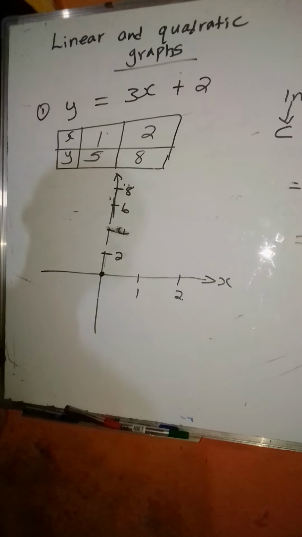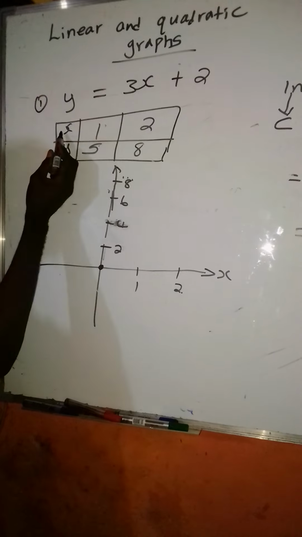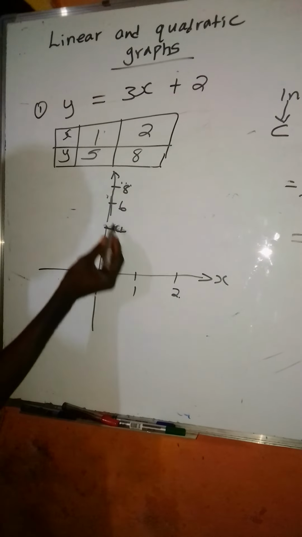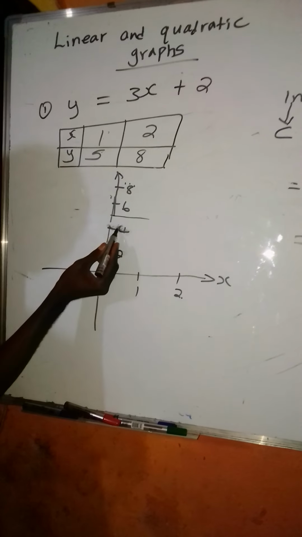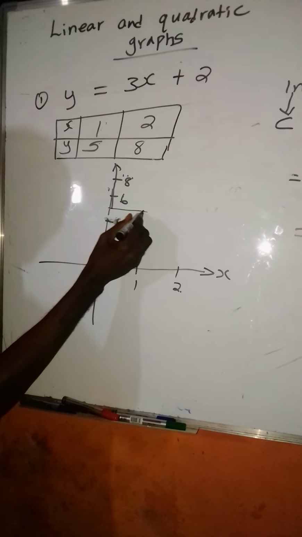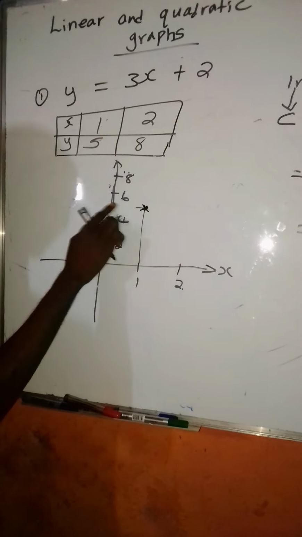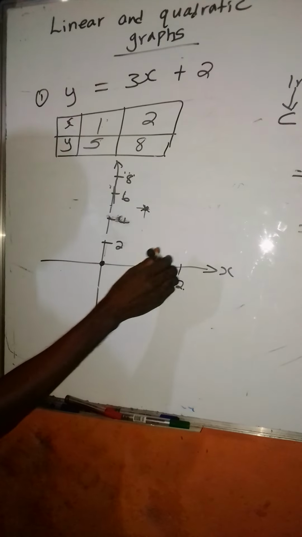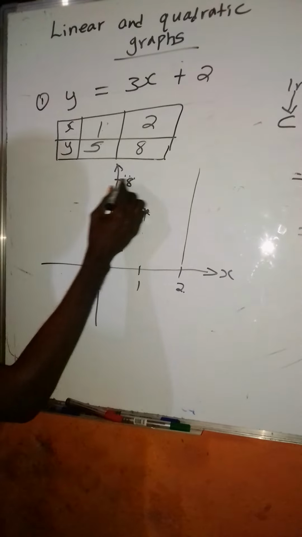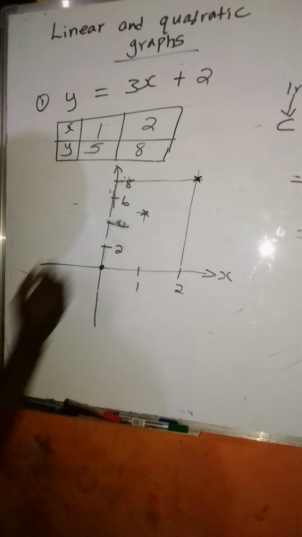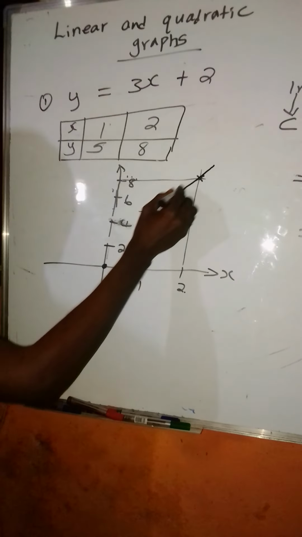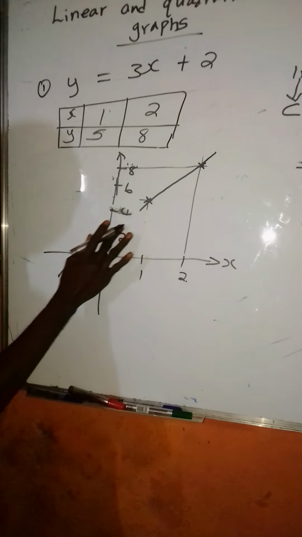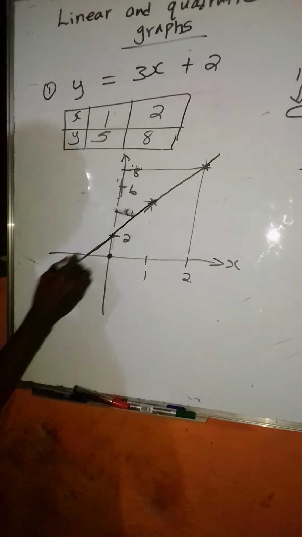So if we plot this point, when x is 1, y is 5. x is 1, y is 5, and 5 is the midpoint between 4 and 6. So we have a point here. This gives us one single point. Now we move again. When x is 2, y is 8. x is 2 along this path, and y is 8. We have this point. So if we draw this line, the line will pass exactly where y is 2.